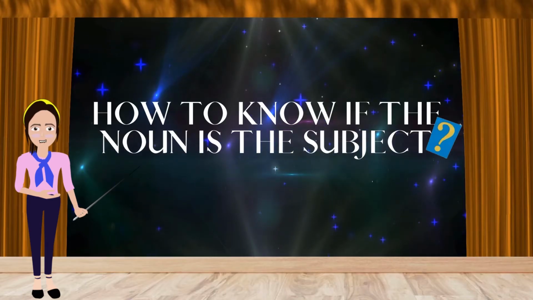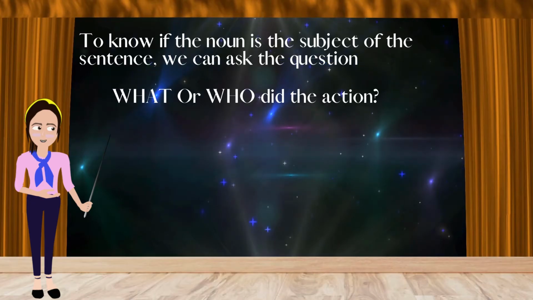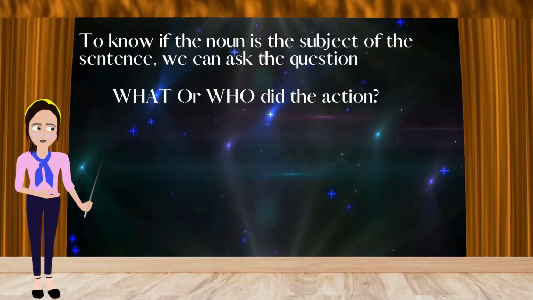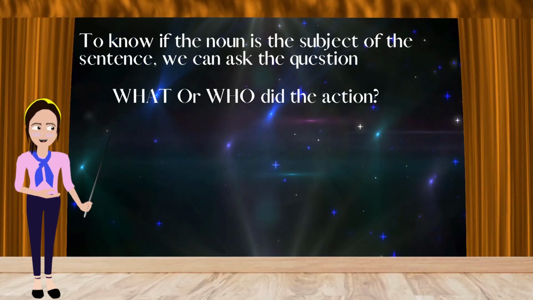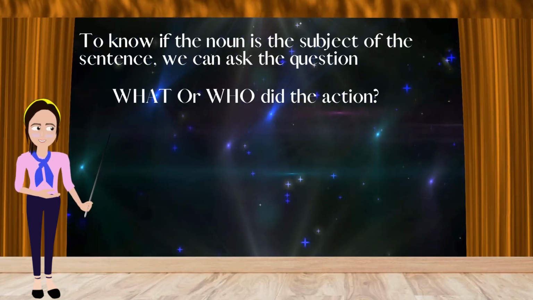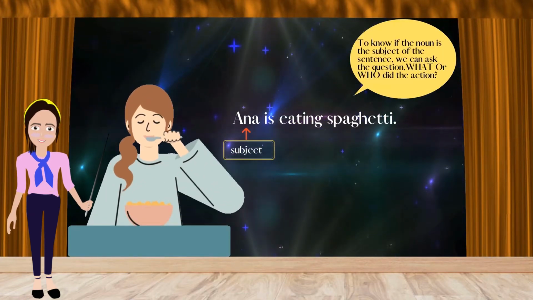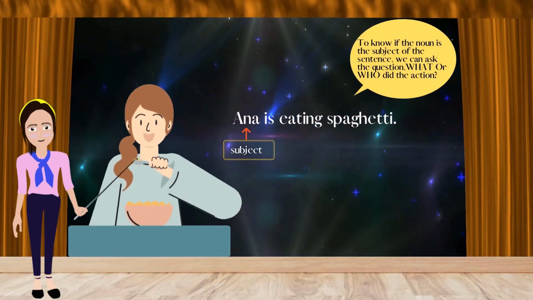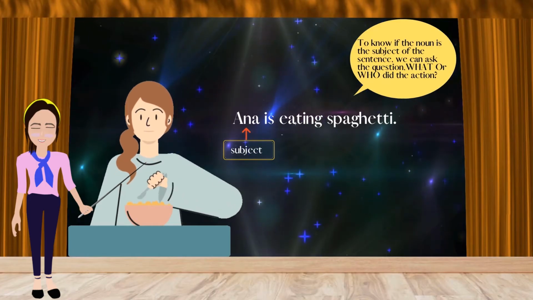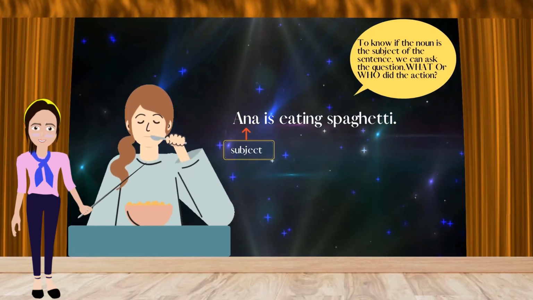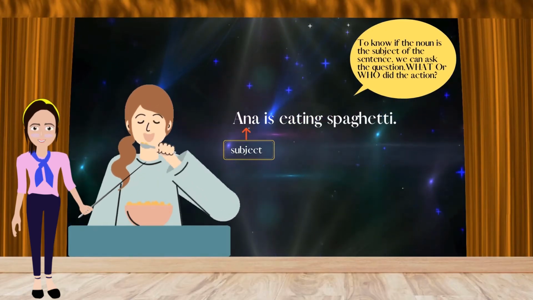How to know if the noun is the subject? For us to know if the noun is the subject of the sentence, we can ask ourselves the question: what or who did the action? For example, in the sentence, Anna is eating spaghetti, Anna is doing the action. The action here is eating. So, Anna functions as the subject of the sentence.